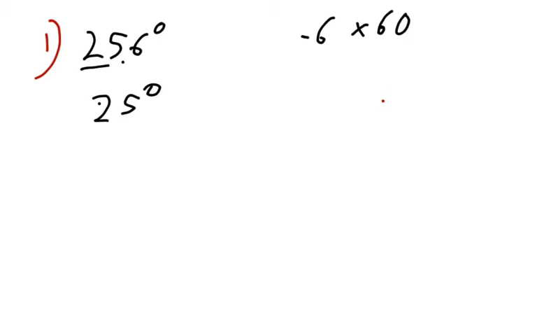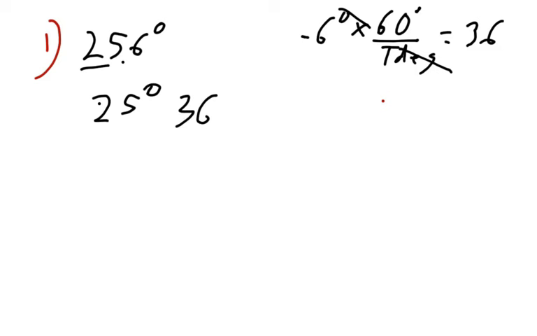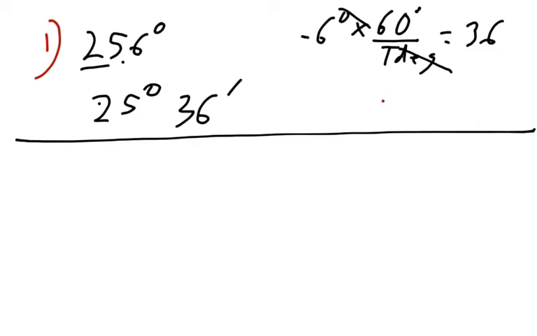So when I multiply that by 60 minutes for 1 degree, the degrees cancel out. 0.6 times 60 is 36. So we have 25 degrees, 36 minutes. And because this came out even, I don't have to multiply by 60 again in order to get seconds. So it will be 0 seconds, which you don't really have to put down.